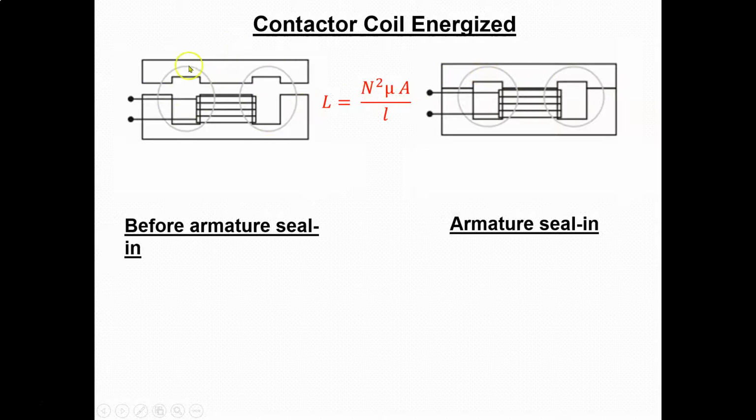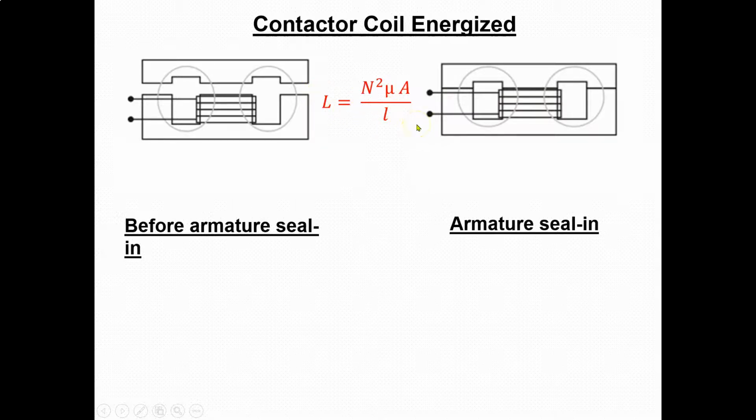So right now, my armature's open. I have an air gap here, so I'm starting to put some voltage through my coil. When I get to 85% of the voltage rating of that coil, my armature is going to pull in, and that flux path is going to decrease. So if I go back to this formula here, my flux path, this little L down here, if that decreases, that's going to decrease, which means my inductance is going to go up, right?